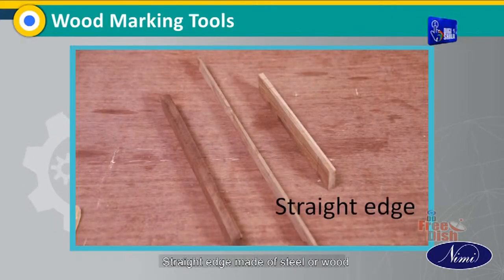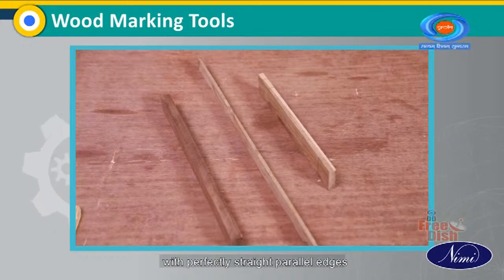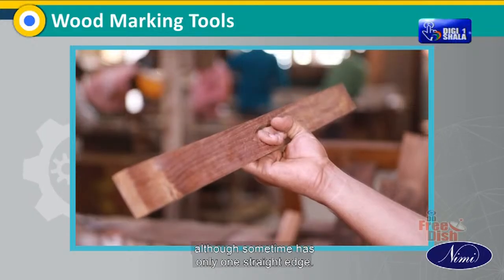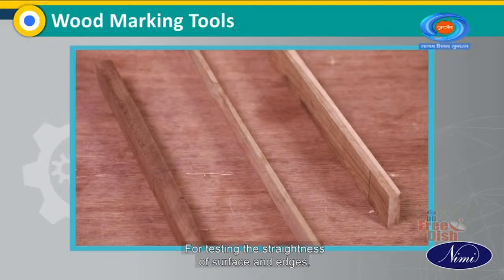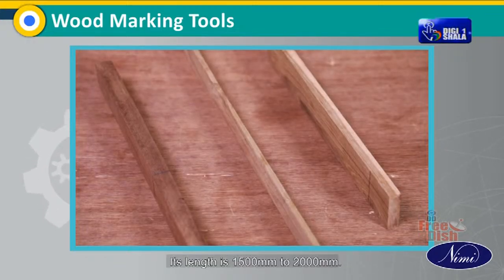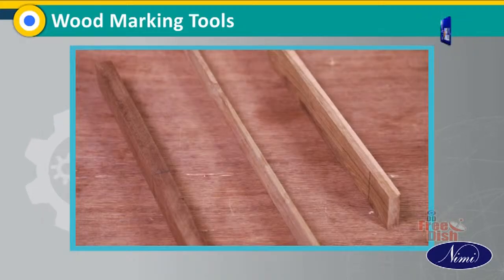Straight edge. A straight edge is made of steel or wood with perfectly straight parallel edges, although sometimes it has only one straight edge. Uses: for testing the straightness of surfaces and edges. Its length is 1500 mm to 2000 mm, breadth 50 mm to 70 mm, and thickness 20 mm.